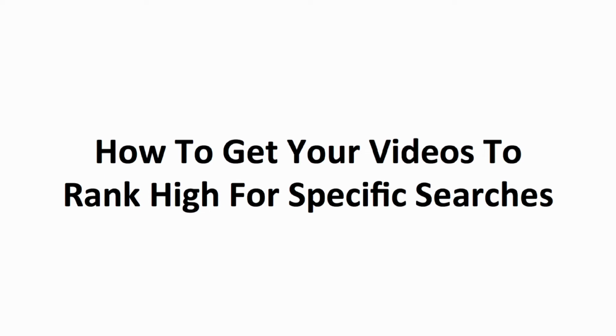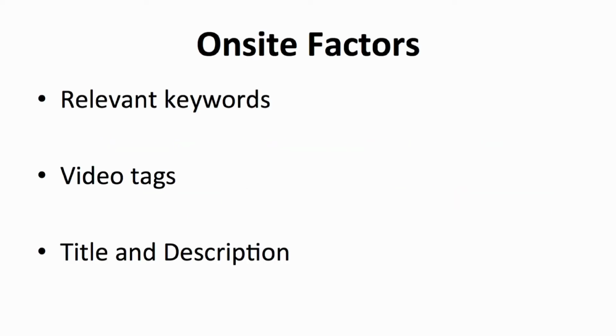Video has become one of the highest rising and most popular marketing techniques, rapidly growing in popularity. And the last thing you would want to do in internet business is to be left behind. This is why we have this module to teach you how to rank high for specific searches for your videos. There are two types of factors that will affect how Google will rank your video, which are the on-site factors and the off-site factors. Without further ado, let's get to the on-site factors.